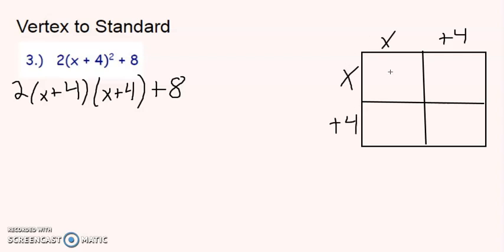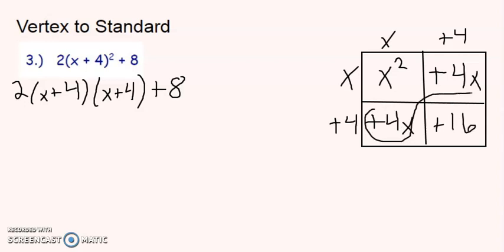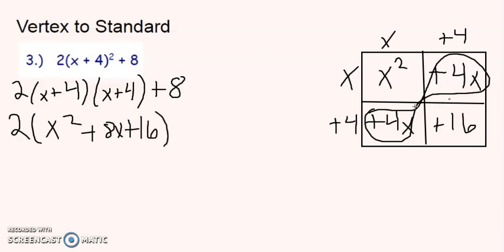x times x is x squared. x times 4 is plus 4x. x times 4 is plus 4x. And 4 times 4 is positive 16. Combine the like terms, that diagonal right here. 4x plus 4x is 8x. We're going to rewrite that right here. So 2 parentheses x squared plus 8x plus 16. Again, this 8x came from adding these two together. And then we carry down our plus 8.